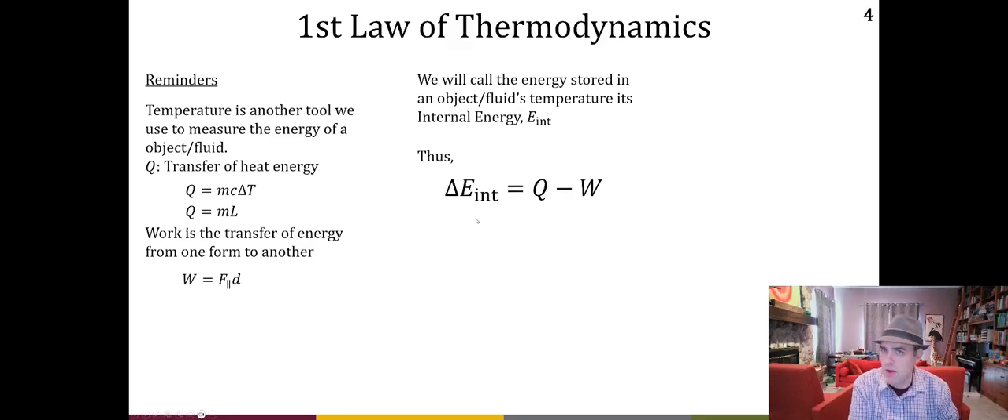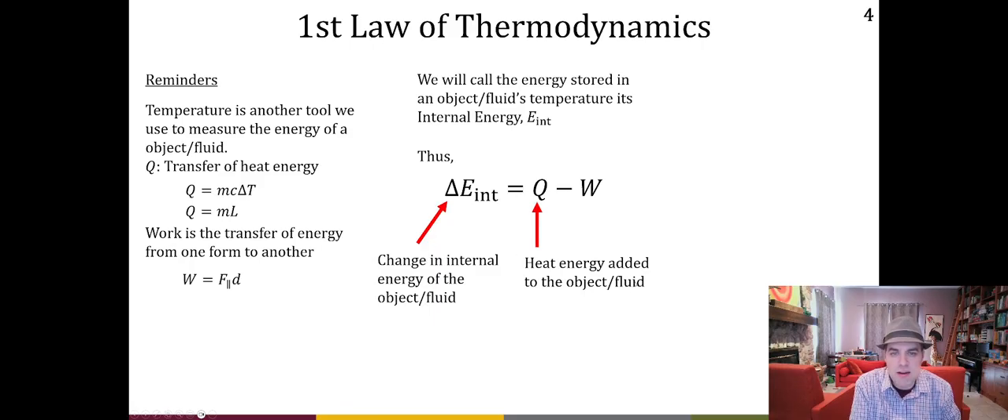And with that, we arrive at the first law of thermodynamics: the change in the internal energy of an object or fluid is equal to Q minus W. Again, Q is the heat energy added to the object, and W is the work done by the object or fluid, okay? So as we add heat to it, the object can do work on its surroundings. And these combined will tell us how the internal energy of the object or fluid is going to change.